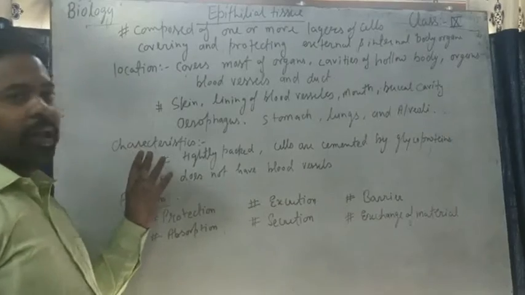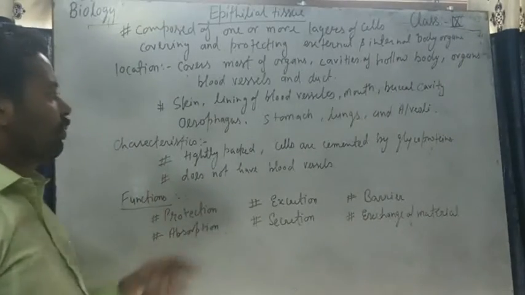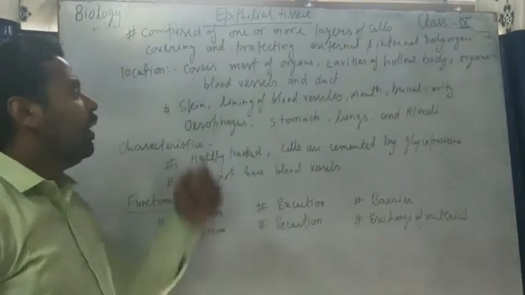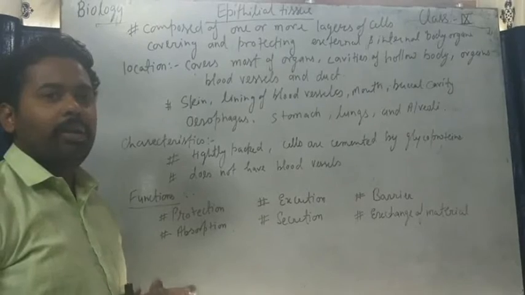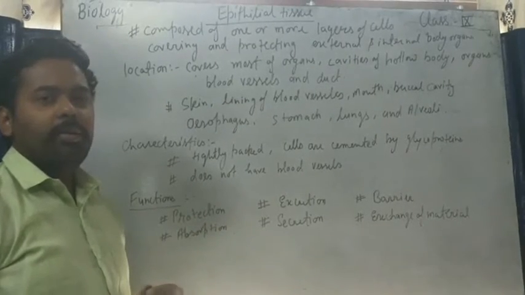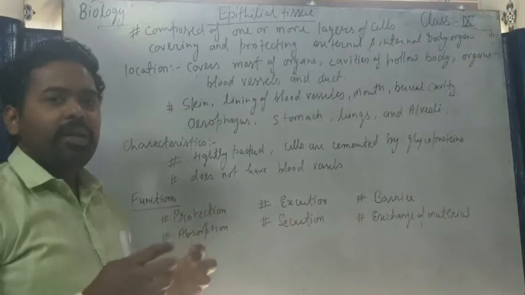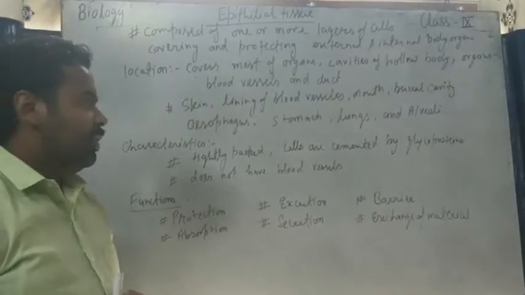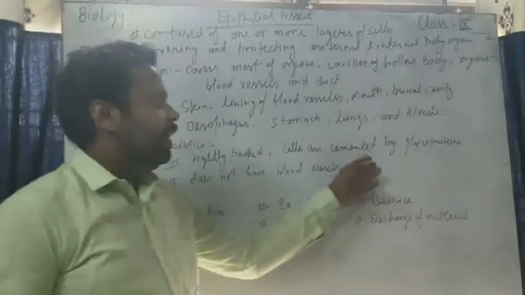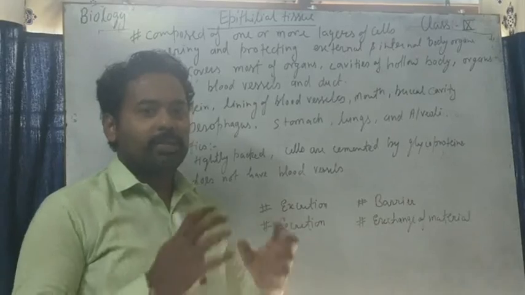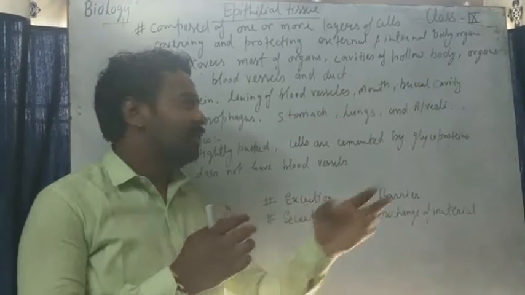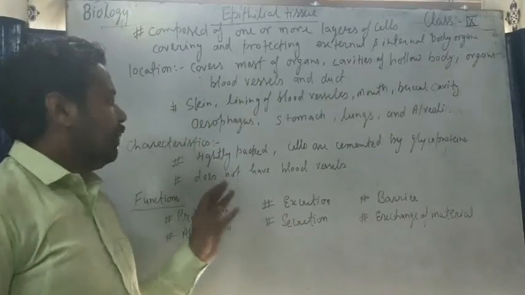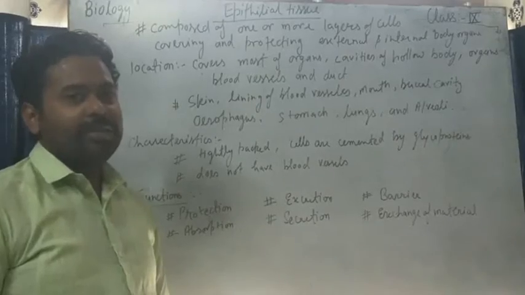Now, we need to know the characteristics of this epithelial tissue. They are tightly packed. It means there is no intercellular space between the epithelial cells. What is intercellular space? As you learned in plant tissue, the gap between two cells is known as intercellular space. In this, no intercellular space is present. Cells are cemented by glycoprotein material. It means one cell is attached to another cell by glycoprotein. This epithelial tissue does not have any blood vessels in it.